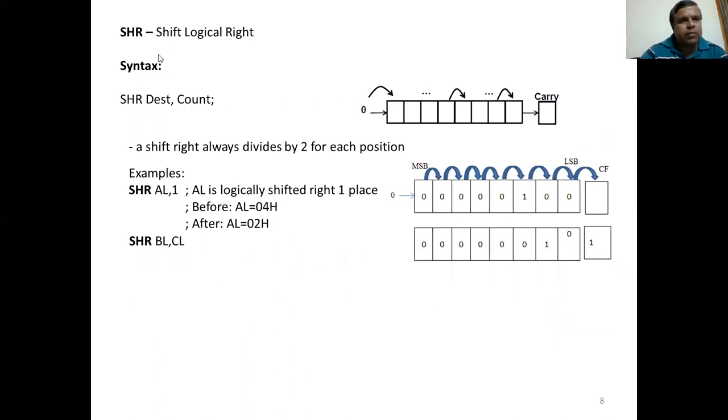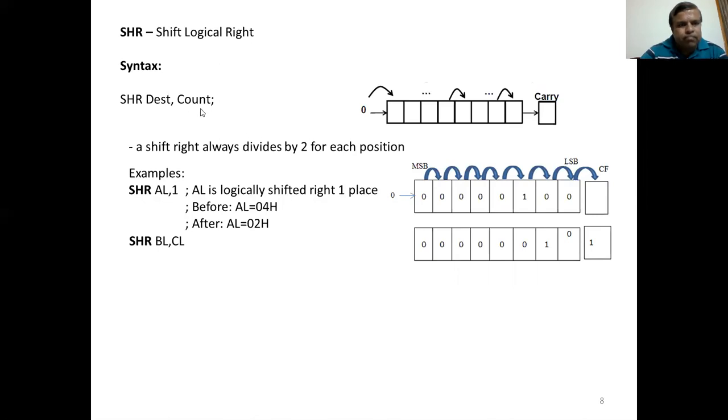The next shift instruction, SHR, stands for shift logical right. The syntax of using this SHR instruction is SHR destination comma count. This instruction shifts each bit in the specified destination operand to the right by the number of bits specified in the count operand. Again, the destination operand can be a register or memory location.